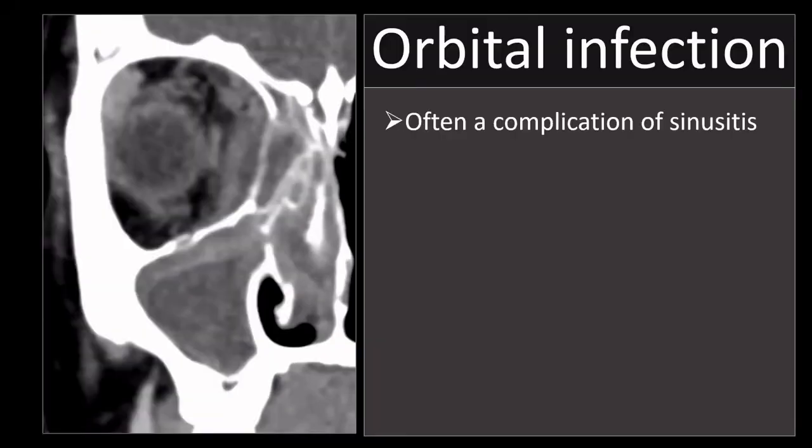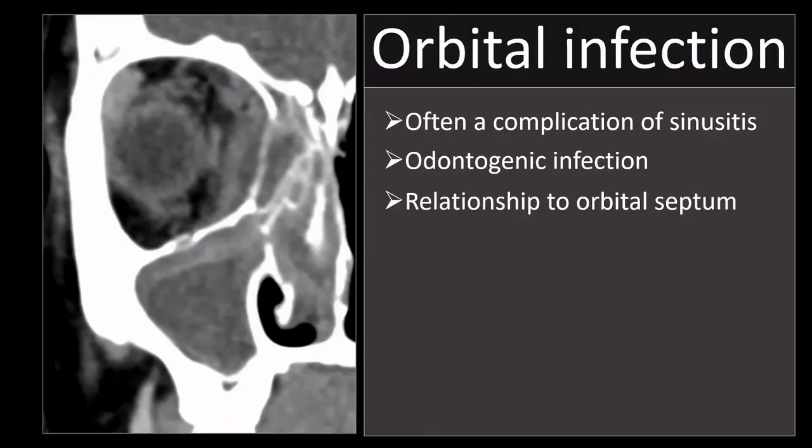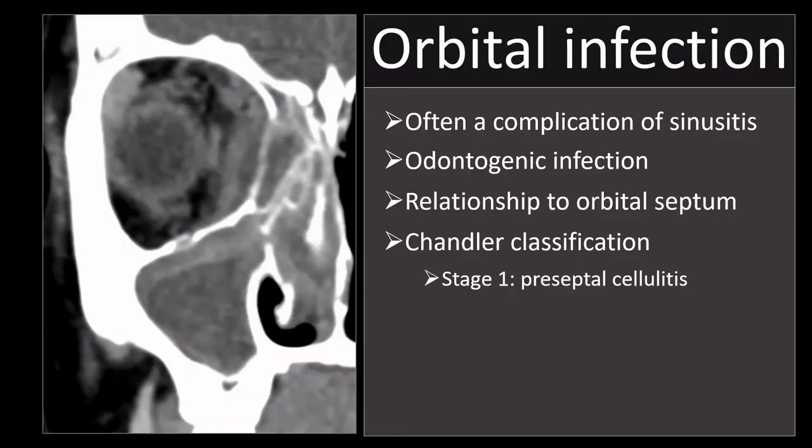So to summarize, an orbital infection is often a complication of sinusitis, but can also be secondary to an odontogenic infection. It is very important to see if there is pure involvement of the orbital subcutaneous fat anterior to the orbital septum, or if there is infiltration of the fatty tissue behind the orbital septum. And based on that, we can make a distinction between several stages of orbital infection.